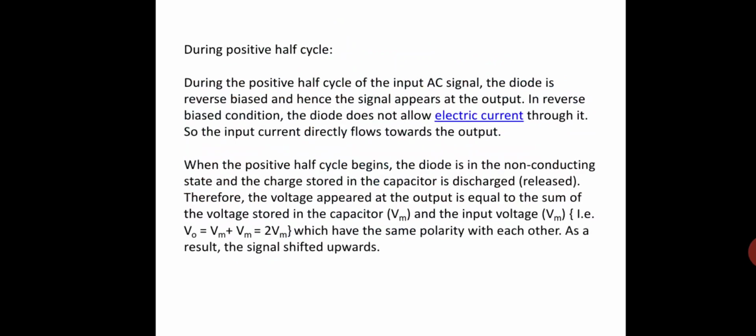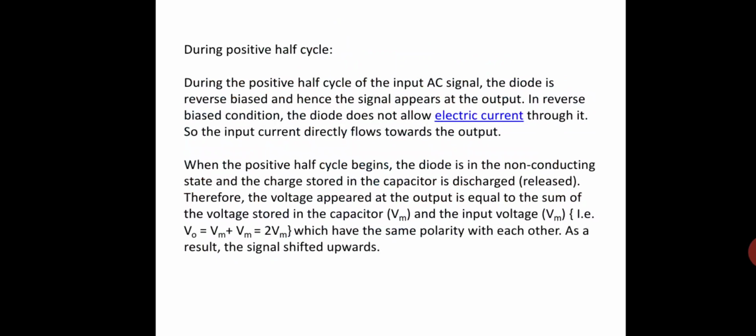What happens when the input is positive? During the positive half cycle of the input AC signal, the diode is reverse biased, because the diode's first terminal is negative and the input is positive, so both are opposite. The diode is in reverse bias condition and works as an open circuit. The signal appears at the output. The diode does not allow electric current through it, so the input current flows directly towards the output.